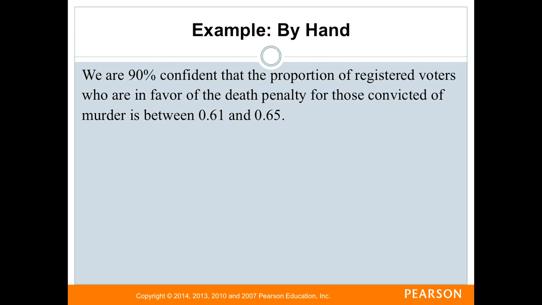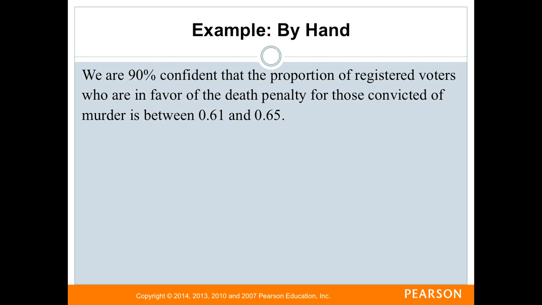So if we wanted to interpret this, we could say that we are 90% confident that the proportion of registered voters who are in favor of the death penalty for those convicted of murder is somewhere between 0.61 and 0.65. Now you could replace the word proportion and put percentages here. So you could say we are 90% confident that the percent of registered voters who are in favor of the death penalty is between 61% and 65%. That would be fine as well. Either way is okay.